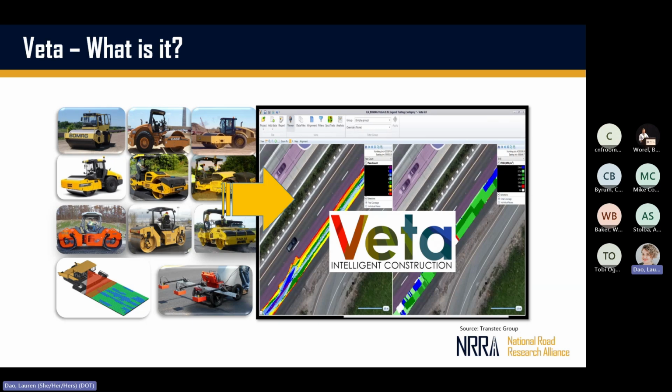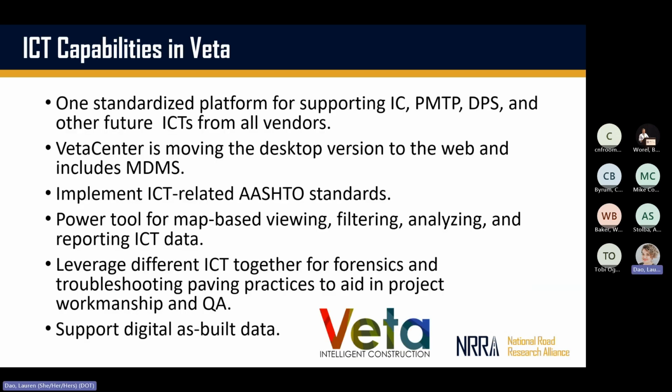And that is really, really critical because it can be really difficult to try to make sense of all this information if you're having to use 4 different software programs to do it. So Beta, one standardized platform for viewing the ICT data. It's compatible with all those standards I showed you, and it's just the power tool for viewing this geospatial construction data.